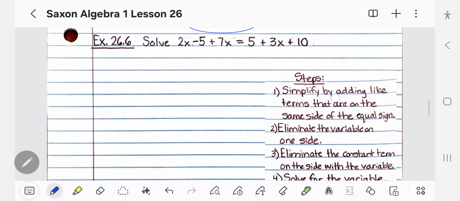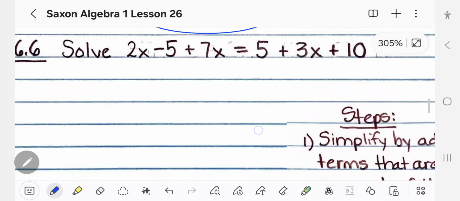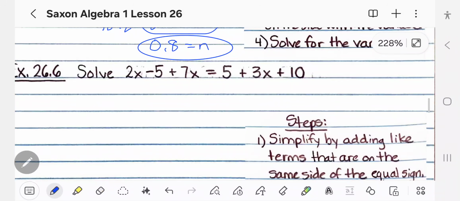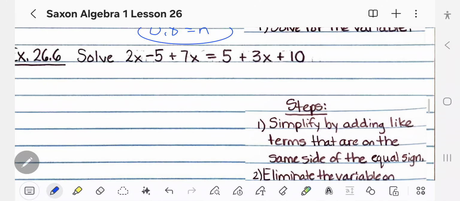All right, let's look at 26.6. Another complicated equation. All right, so let's look at our steps. We're going to simplify by adding like terms that are on the same side of the equal sign. Let's look at our terms. Here's 1, 2, 3. This matches with this, same variable. And that constant doesn't have anything that matches it.